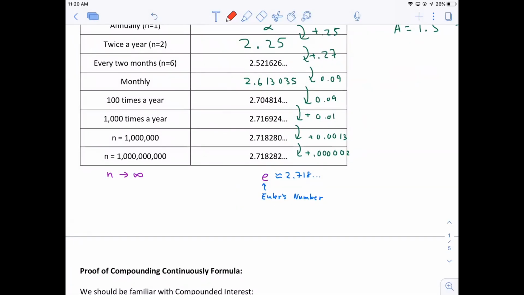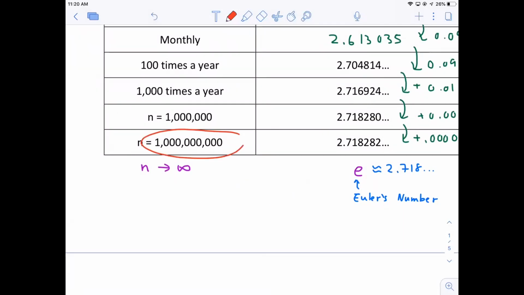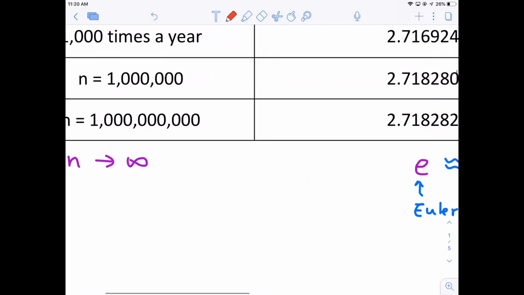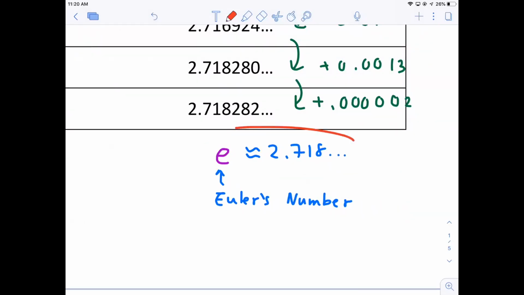So we don't have the math to prove this, but it's just something you have to accept. I mean, you can just plug in larger and larger numbers. Of course, you can't plug in infinity, but if you could plug in infinity, this is what you would get. You would get this number, right?